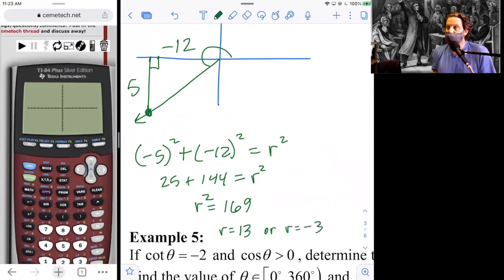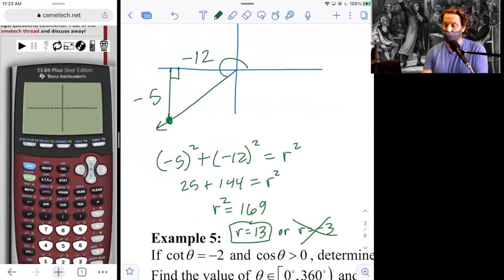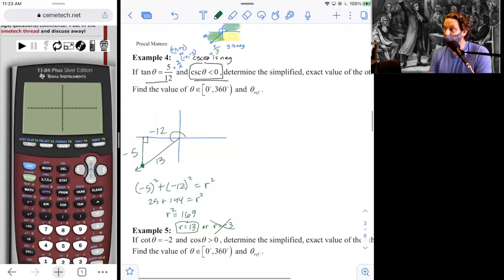So I always consider both positive and negative. Do I want either one of those or both of those here? What do we know about the radius? It's always positive. For x and y, it's super important to consider negatives because they can be negative. But in this case, we know the radius is 13. And now, of course, if we know all three sides, do we have all 6 trig ratios? Yes, so let's go ahead and list them here.